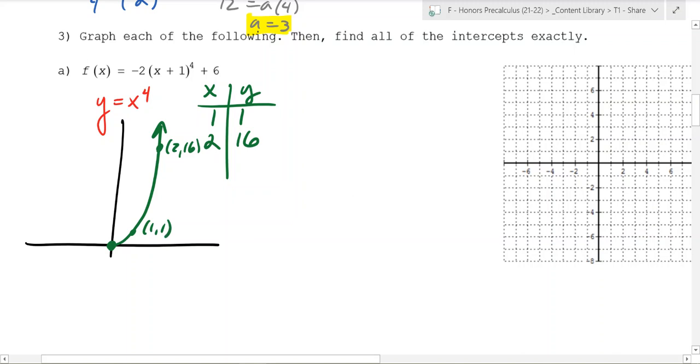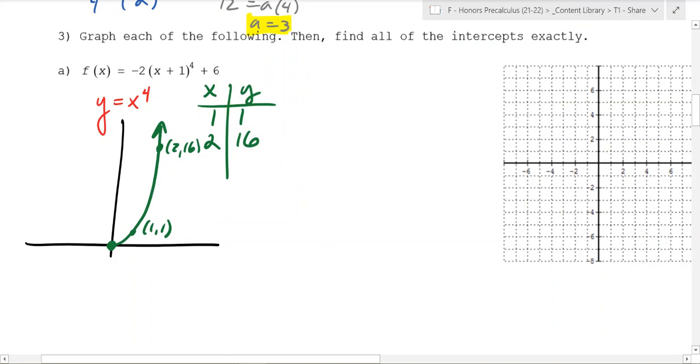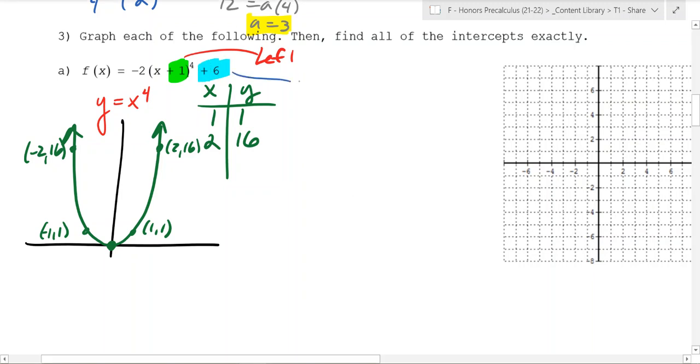And then if you plug in negative 1 and negative 2 into this, you would get the same thing but to the left. So it's going to be negative 1, 1, and over here, negative 2, 16. What do these things do here? This negative 1 here moves it left 1, and then this 6 right here moves it up 6. And then, you might remember, what does this negative 2 do? It flips down and stretches vertically by 2.